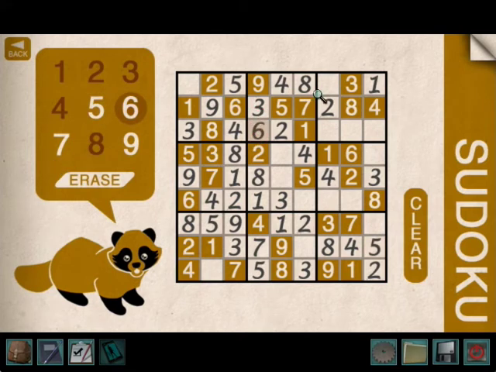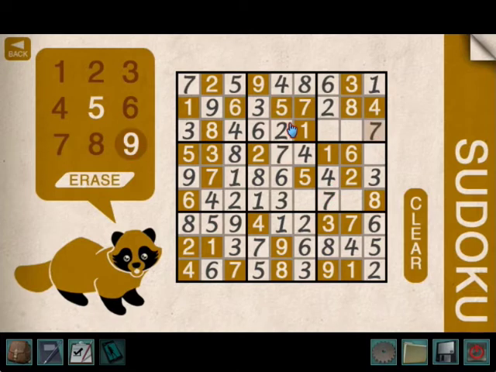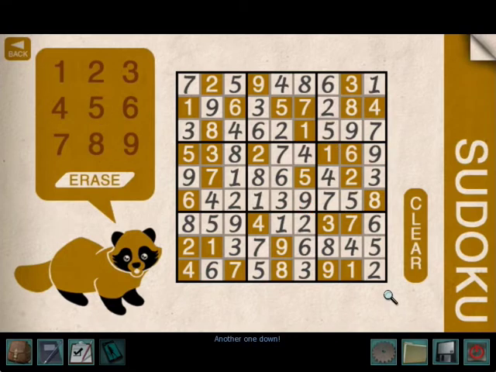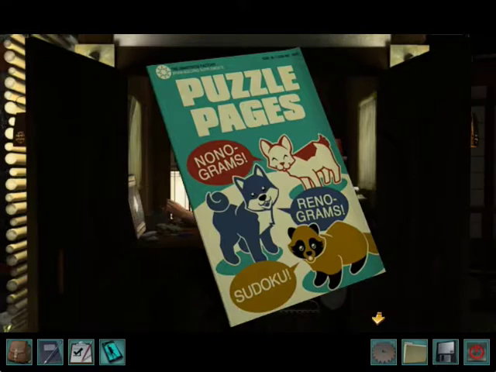6. Let's see, we can put a 6 there, a 6 there. There, there, there. Good, good, good. Alright, 7. Alright, so 5s go here and here. Another one down. Perfect, alright, another Sudoku completed.